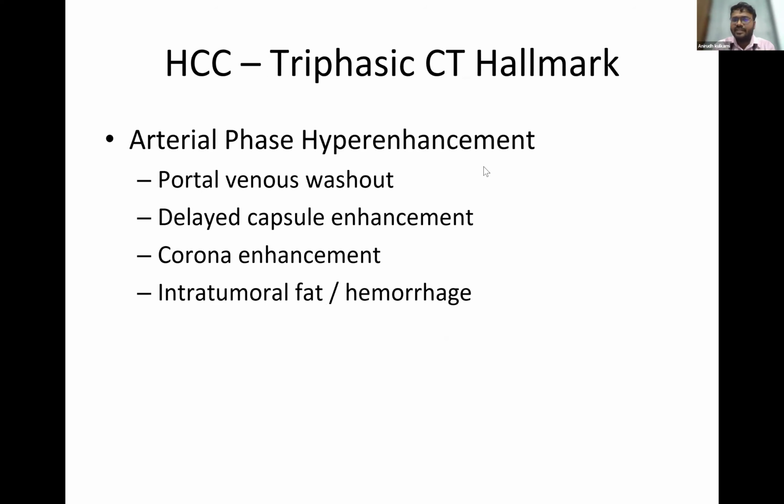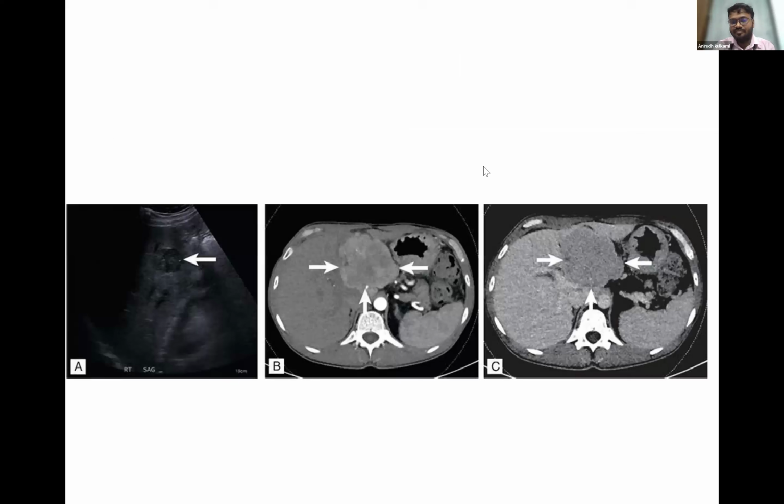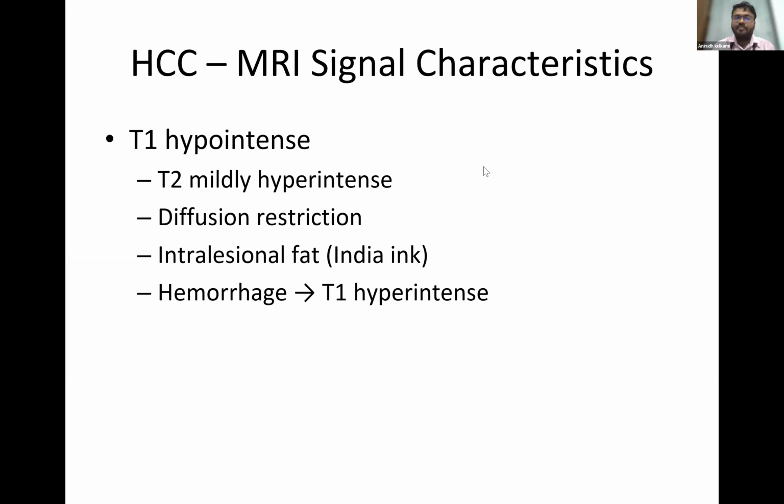Triple phase CT, or multi-phase CT as we call it. It has arterial phase hyperenhancement, and in the portal and delayed phase there will be washout with the capsule. There will be intratumoral fat or hemorrhage. Here you can see an ultrasound image. It is a hypoechoic mass. In the arterial phase there is enhancement, and in the portal venous phase there is a washout. So this is the characteristic finding for hepatocellular carcinoma.